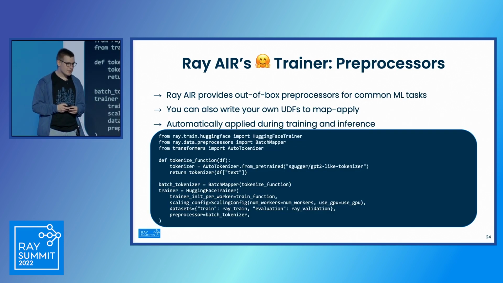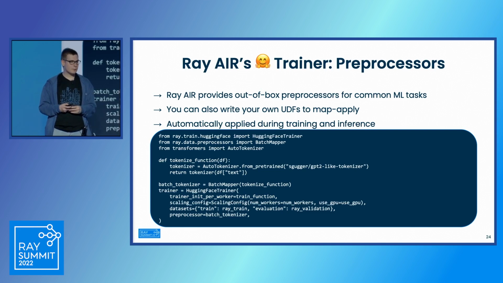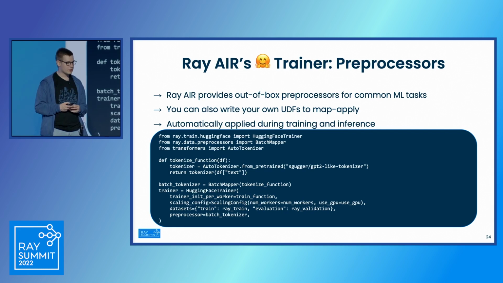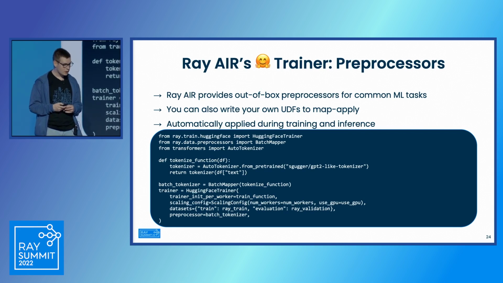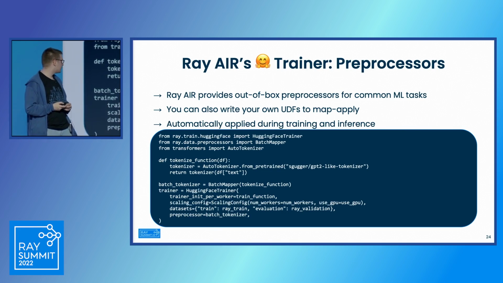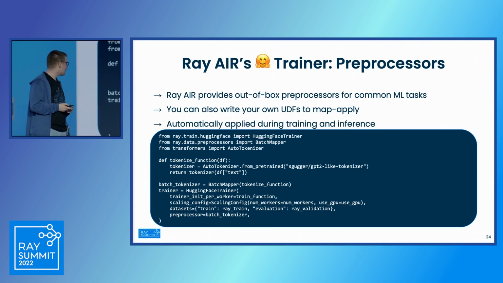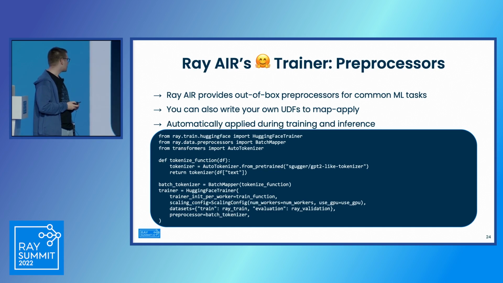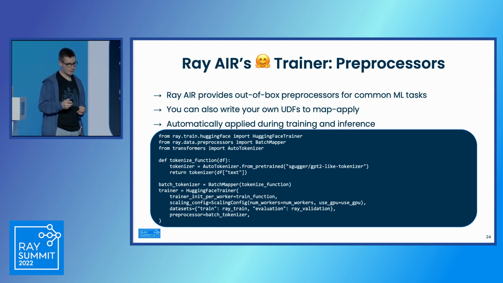So for data preprocessing, we have a concept of preprocessors, which we provide several out-of-box examples for. You can also write your own user-defined functions for map apply, and they are automatically applied during training and inference if you pass them as an argument to the Ray AI trainer. And here you can see an example of a tokenizing function that is passed to a Ray AI batch mapper and used as an argument in the Hugging Face trainer.